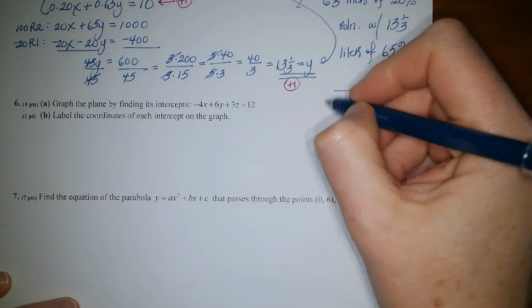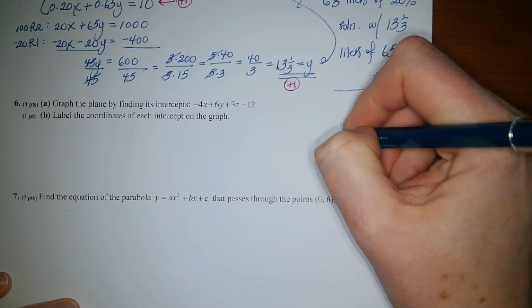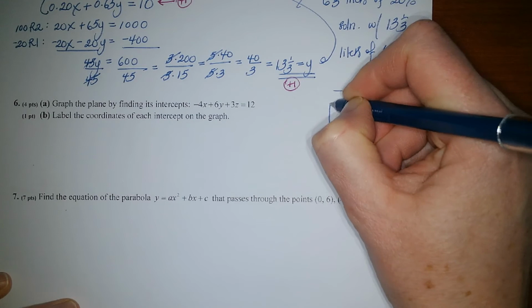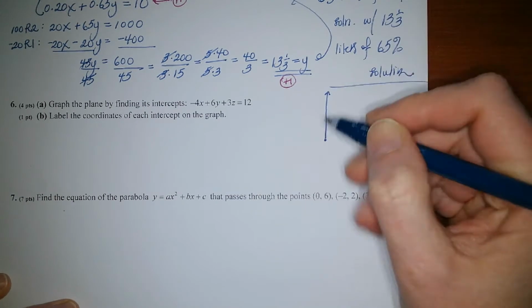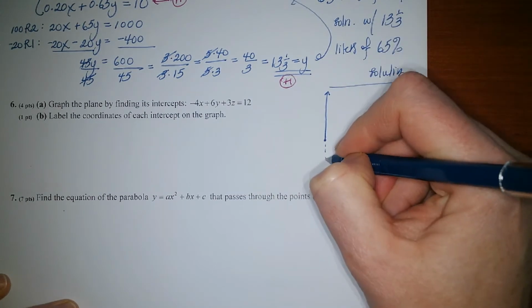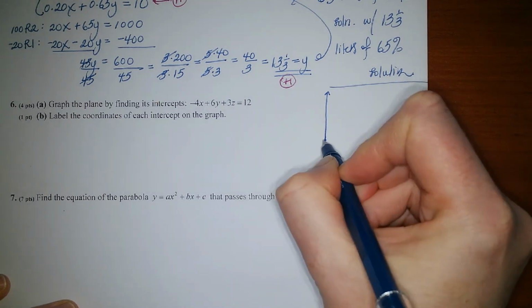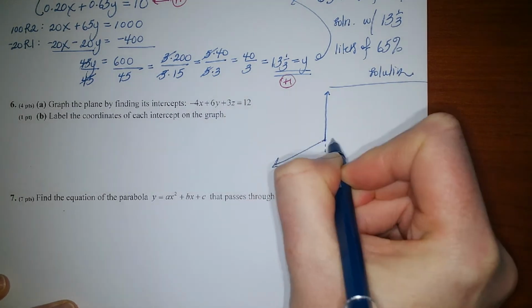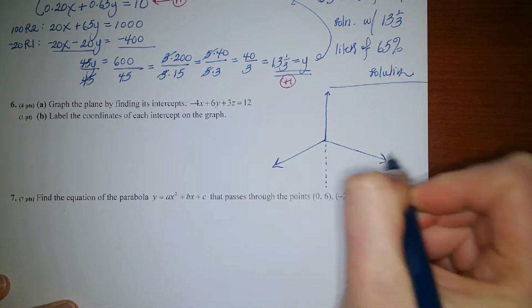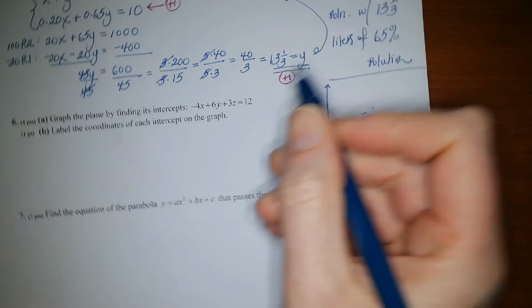All right, for problem 6, first let's start by drawing a 3D plane. So from the origin, you'd have a z-axis. Remember that the positive axes should be solid with an arrow on the end. The negative axes should be dashed. And then typically coming out at these angles, you'd have the x and the y-axes.